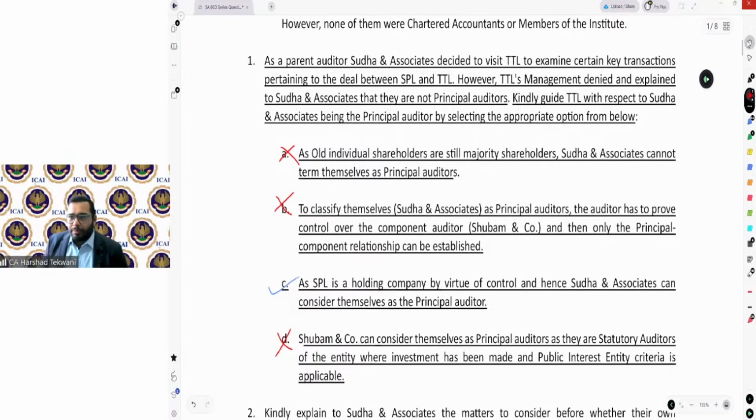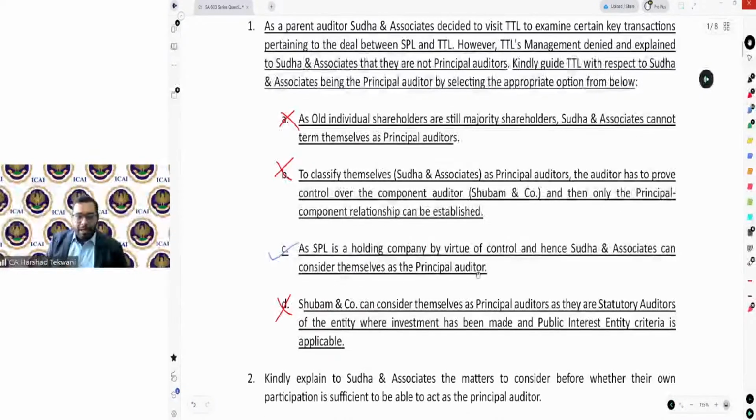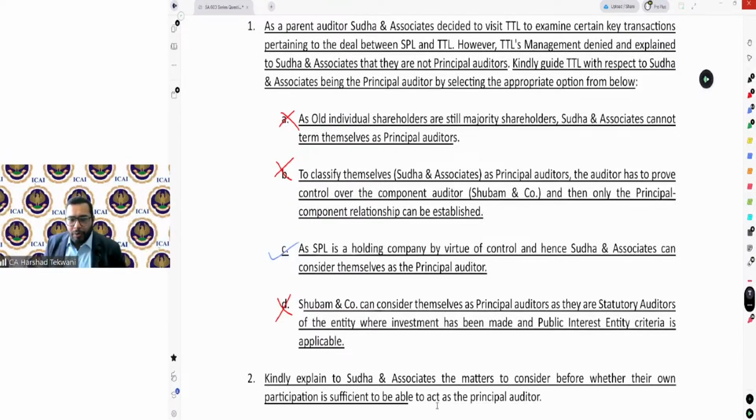Now let's go to question number 2. Question number 2 talks about: kindly explain to Sudha and Associates the matters to consider on whether their own participation is sufficient to act as the principal auditor or not. If they want to consider themselves as the principal auditors, what are the matters they should consider before deciding whether their participation is sufficient as a principal auditor or not?